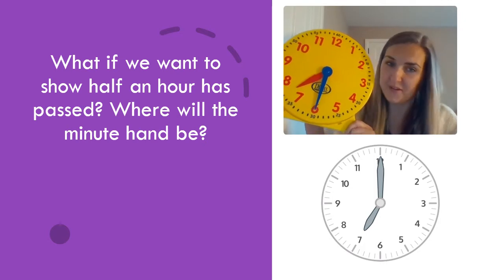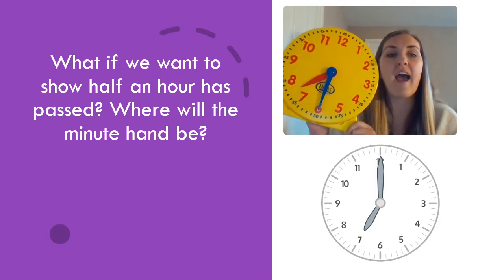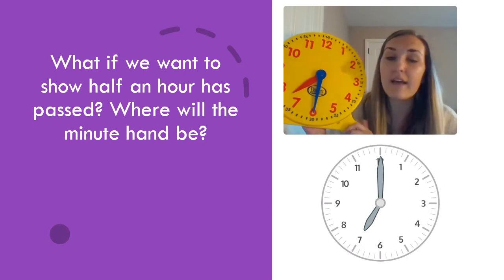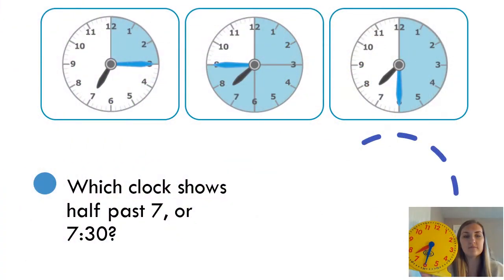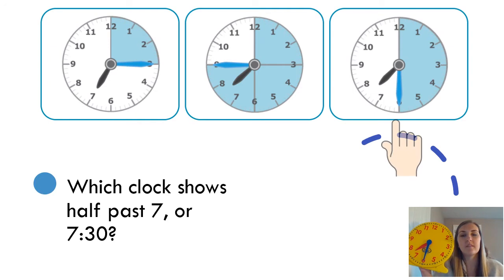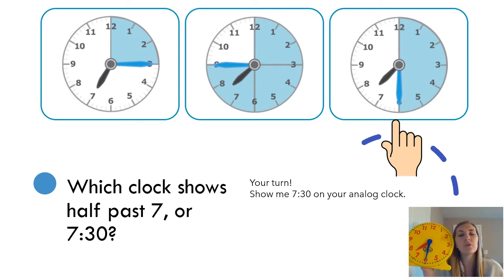Stop. Good. So we are at half hour past 7. Which clock shows half past 7 or 7:30? Is it the first, second, or third one? You got it. It's the third one. Your turn on your clock, your analog clock, show me 7:30. You're using that paper one or the online one. So you can pause, use the online tool if needed.